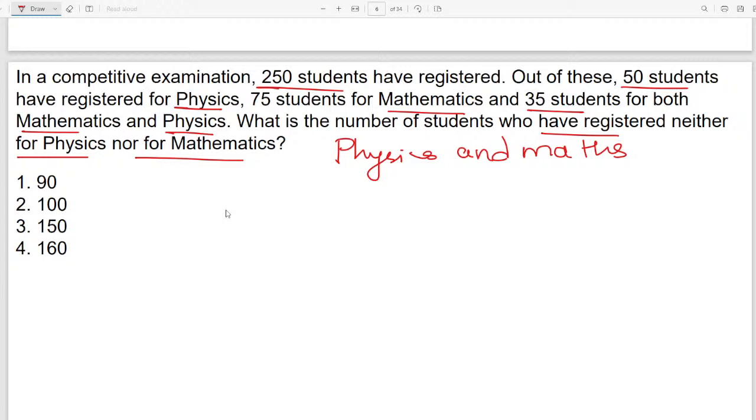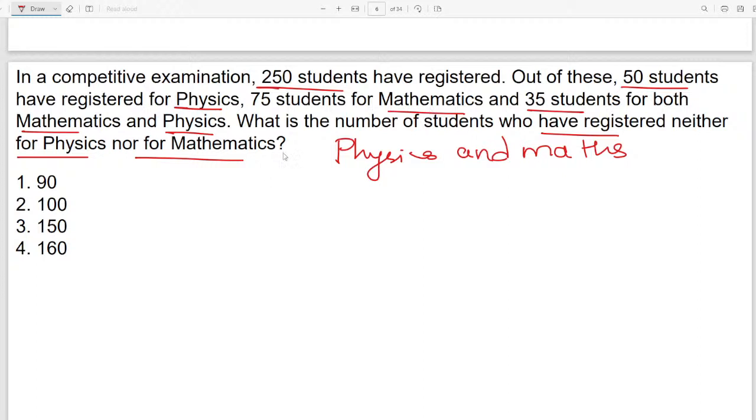we use a double matrix method. What is a double matrix method? We make a chart where the column headings and the row headings are mutually exclusive. In this case, there are two subjects, and they have told that 50 students have registered for physics, and they have registered for maths.